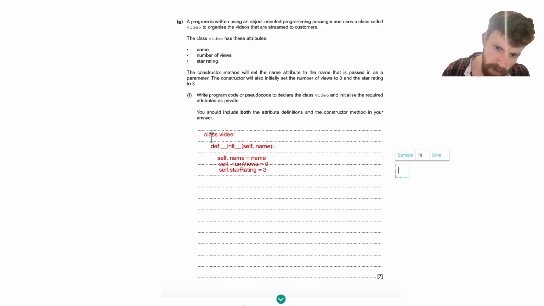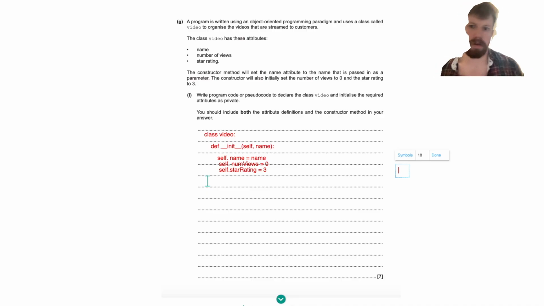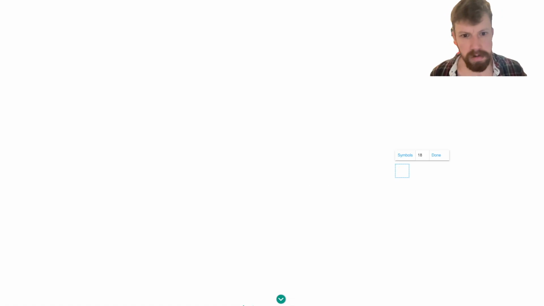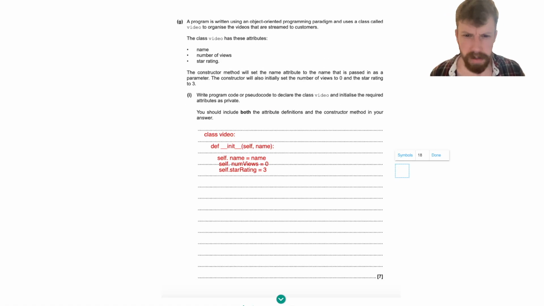The indentation there, I've tried to do it as best I can, but those self should all be in line generally. Obviously they're not going to be too over the top on those ones, but that's how you do the constructor. Attribute definitions and the constructor method that you need. Okay, that's cool. Let me just have a look. The only thing I was just thinking of is if they were talking about private there.